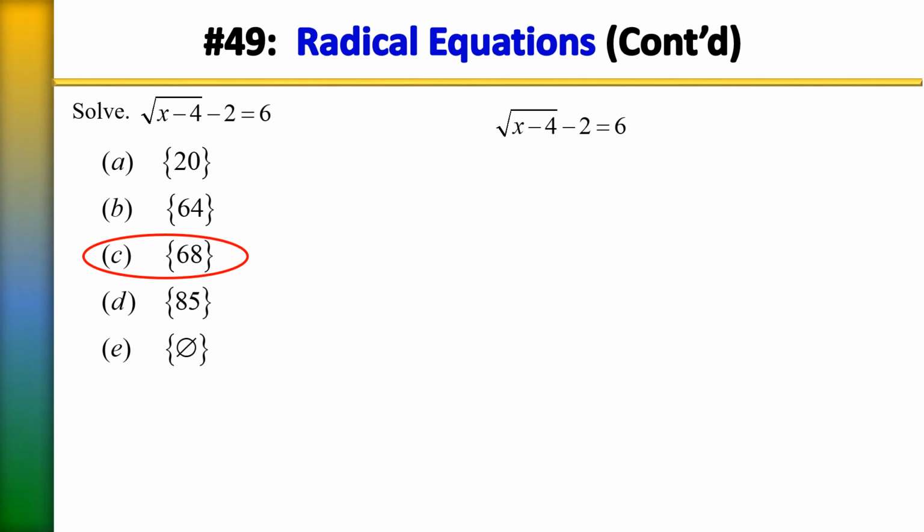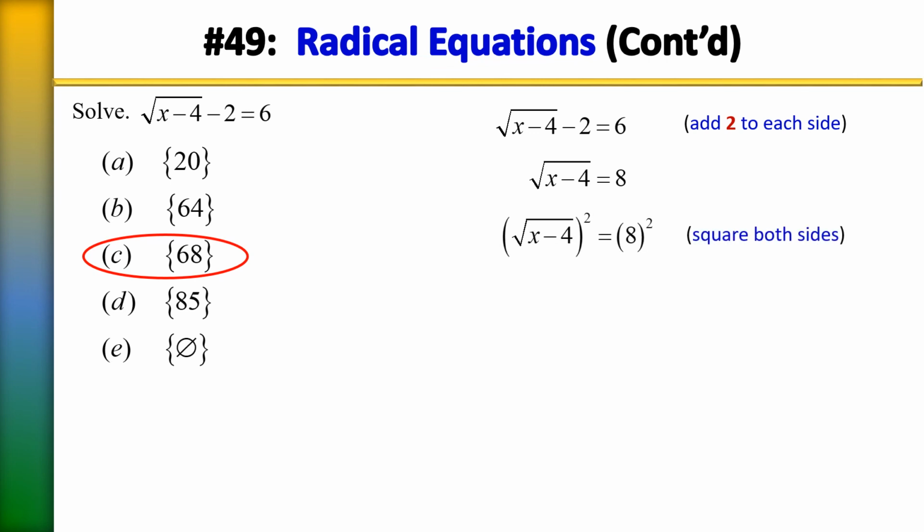So step 1, again, we need to isolate the radical. So what do we need to do to isolate the radical? That's correct. I need to add 2 to each side. Next, what do we do? That's correct. Step 2 is we're going to square both sides. So since the index of a square root is 2, we're going to raise both sides to the 2 power, or in other words, square both sides.